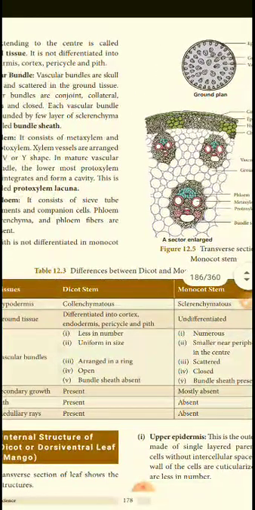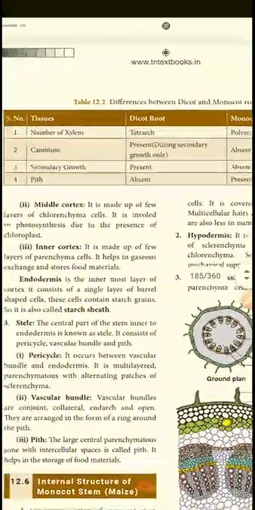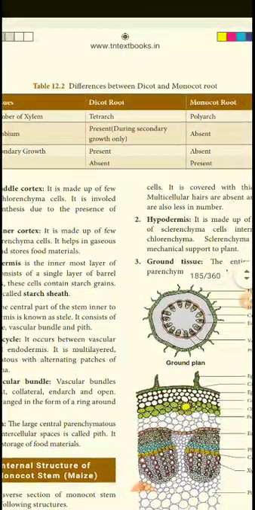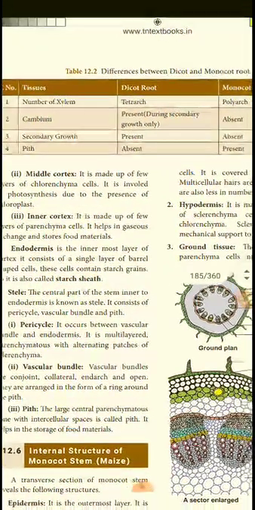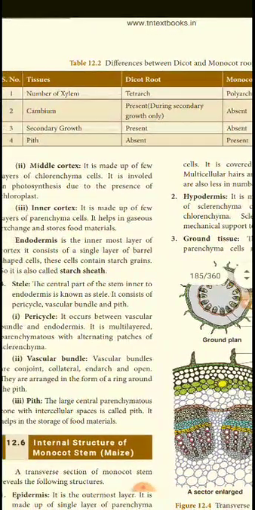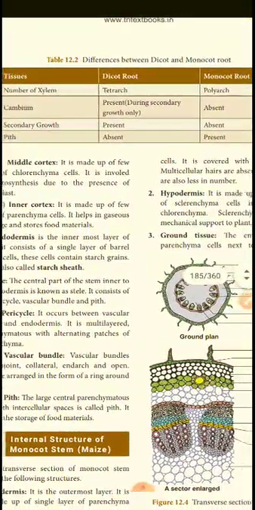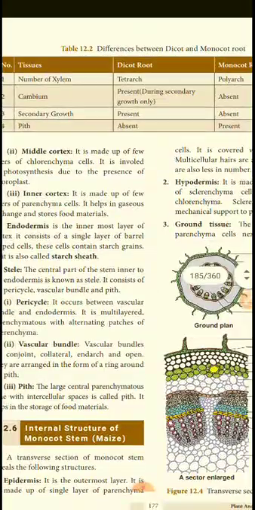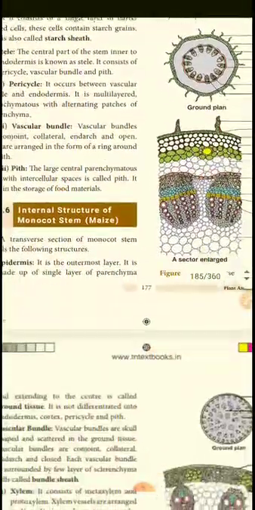Okay, next we go to the difference between the tissues of dicot root and monocot root. This is easy for everybody. I already gave this question for your test. Cambium, secondary growth, number of xylem: tetrarch, polyarch. Tetra means 4, poly means many. Cambium is present in dicot root, absent in monocot root. Secondary growth present, absent, and pith absent, present. This is also an important question. We can write it: what is the difference between the dicot root and monocot root?